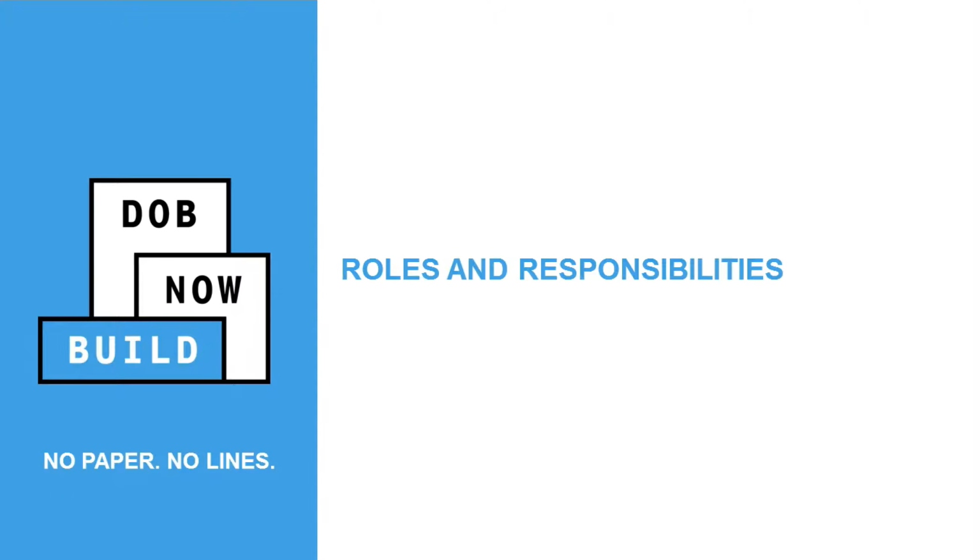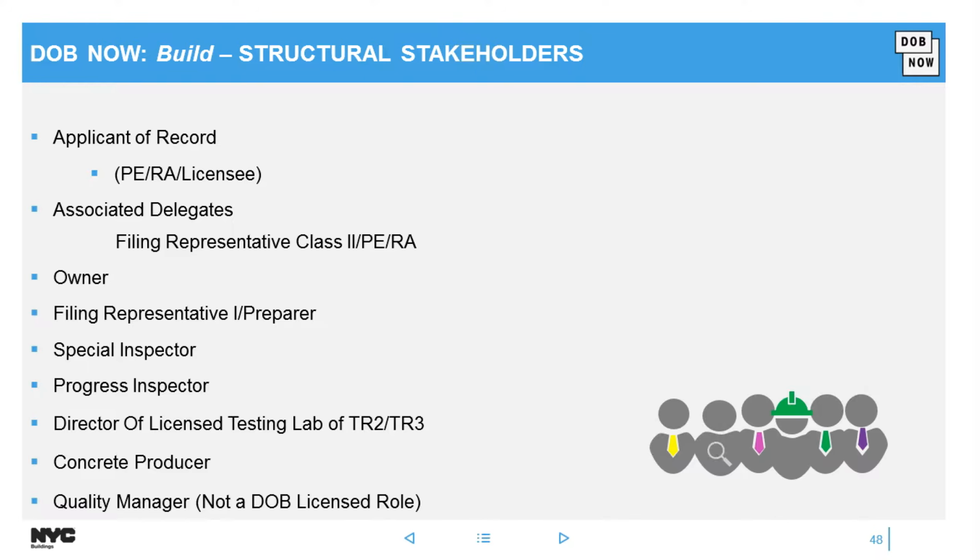So let's talk about the roles and responsibilities within a structural job filing and who could do what. Within the roles, we have the applicant of record, which is like the master. They could do anything and everything within a job filing. That applicant of record could assign 2 delegated associates, which is a filing rep class 2, PE or RA. Then we have the owner, filing rep class 1, special and progress inspectors, and then if you're doing concrete and you need that TR2, TR3, we have the labs, the concrete producer, and the quality manager.